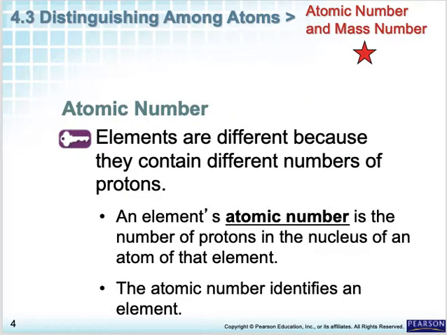Elements are different because they have a different number of protons. Carbon has 6 protons. Neon has 10. They are different because they have different atomic numbers. And so the atomic number is a unique identifier for an element.